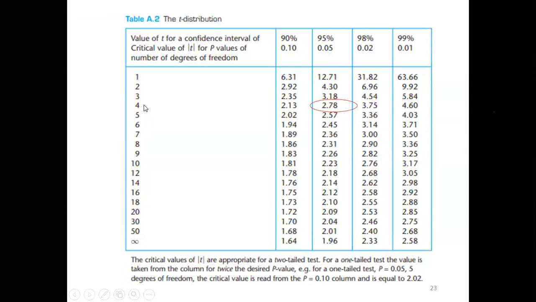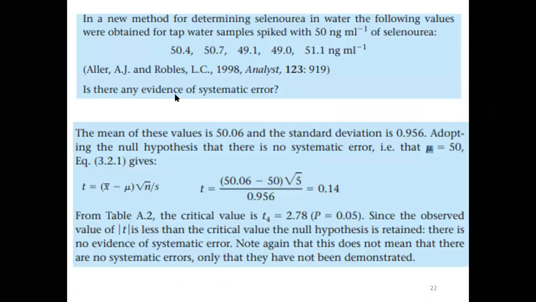Then, with degree of freedom 4, the critical value at 95% confidence is 2.78. Then compare this 2.78 with the t value you got. So the critical value is 2.78 when the probability is 0.05, that means 95% confidence. And the value we got from the calculation is 0.14.